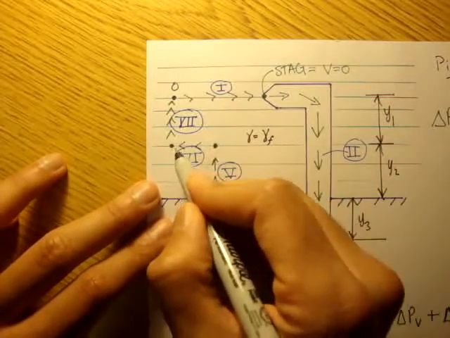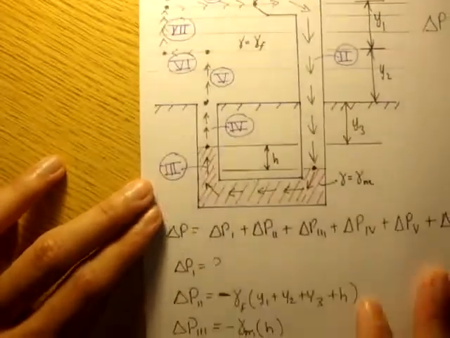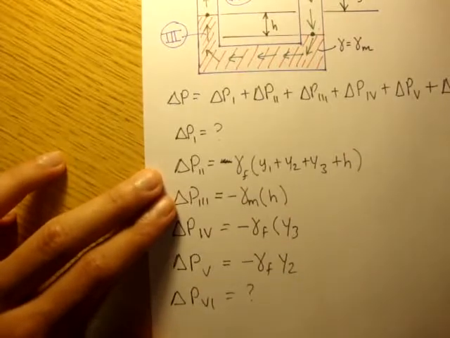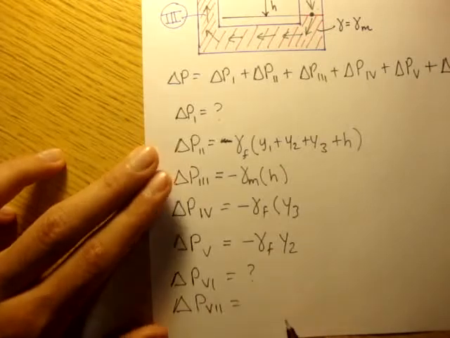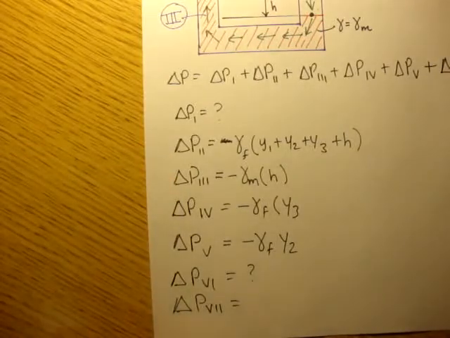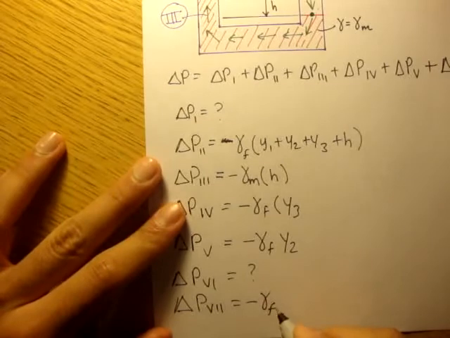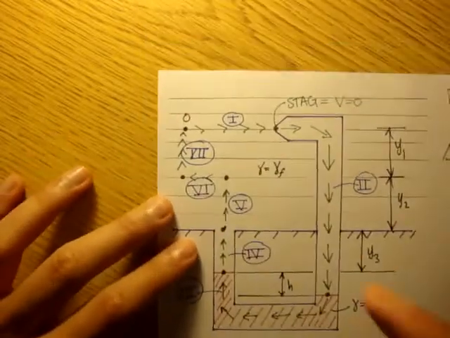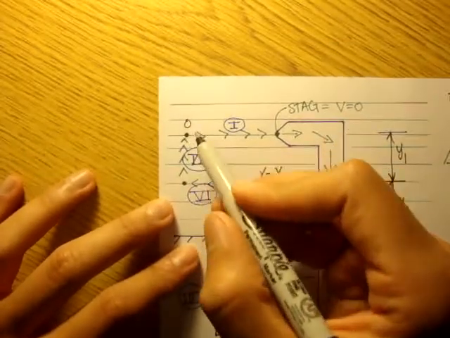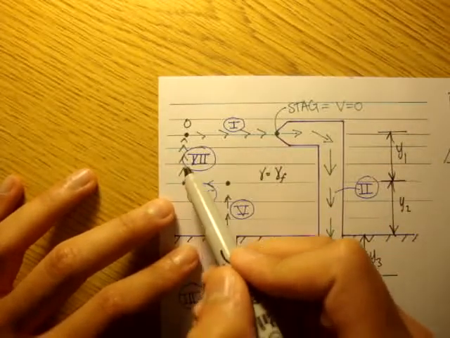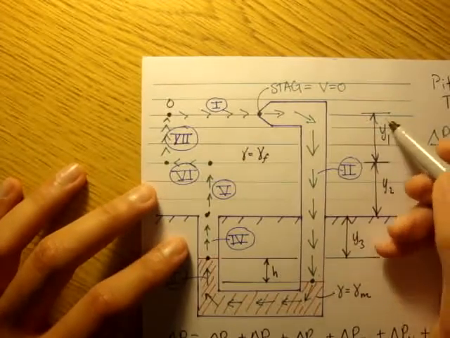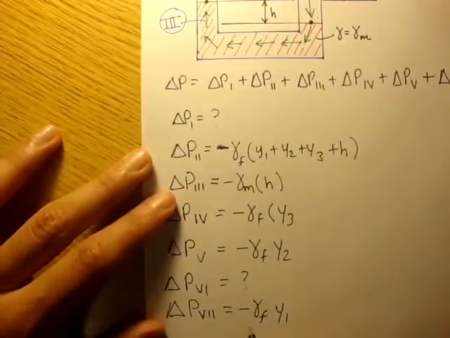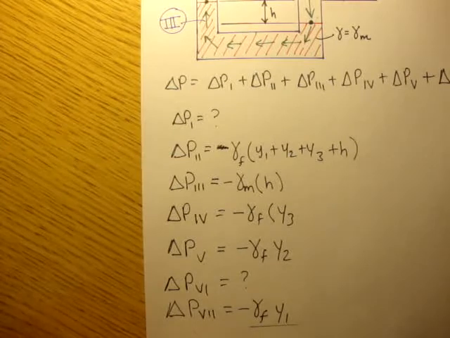Change in pressure of path 6. Here we're changing horizontal distances. We don't know how to calculate that yet, so we'll just keep that question mark. Okay, change in pressure of path 7. That would be negative gamma of fluid times y1, right? We're going up, so it's going to be negative. And when you go up, the pressure decreases, so that's why it's negative, and it's a distance of y1. Okay? And we'll continue this example in the next video.